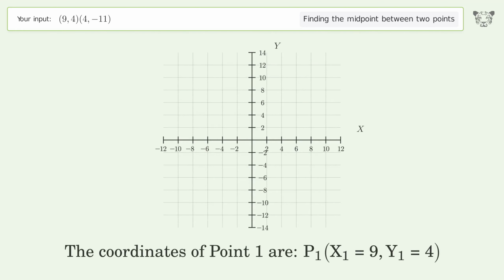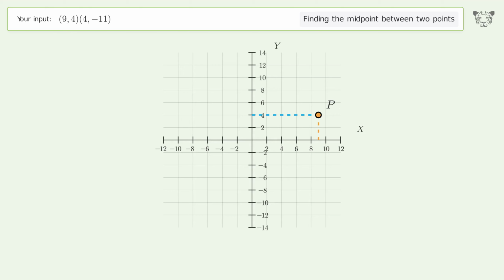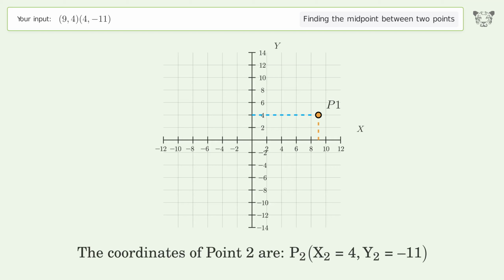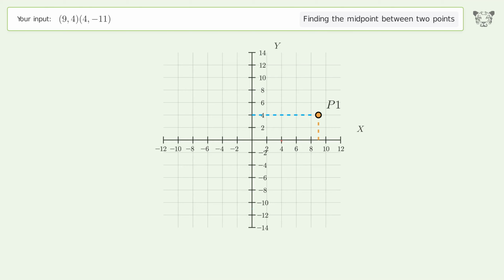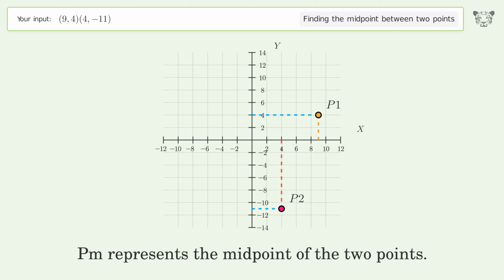The coordinates of point 1 are, x1 equals 9, y1 equals 4. The coordinates of point 2 are, x2 equals 4, y2 equals negative 11. PM represents the midpoint of the 2 points.